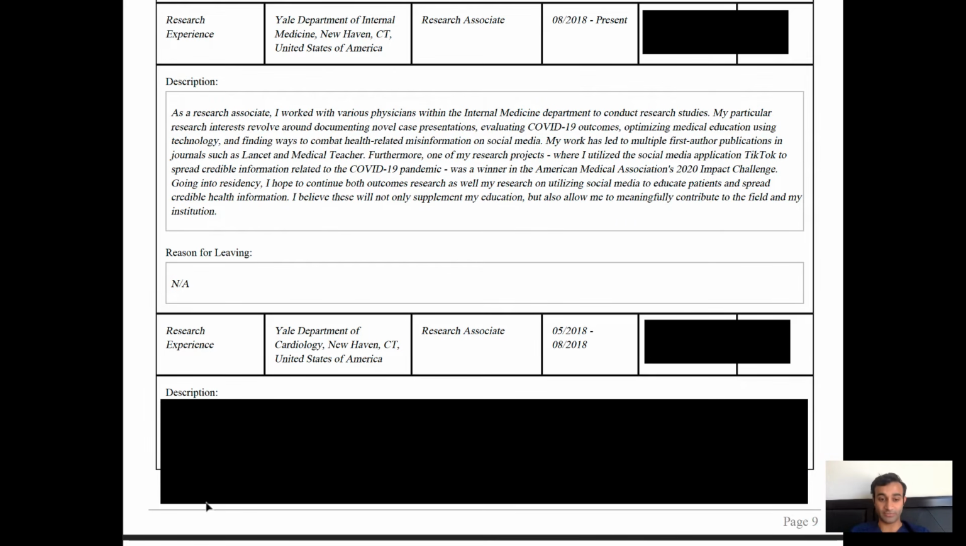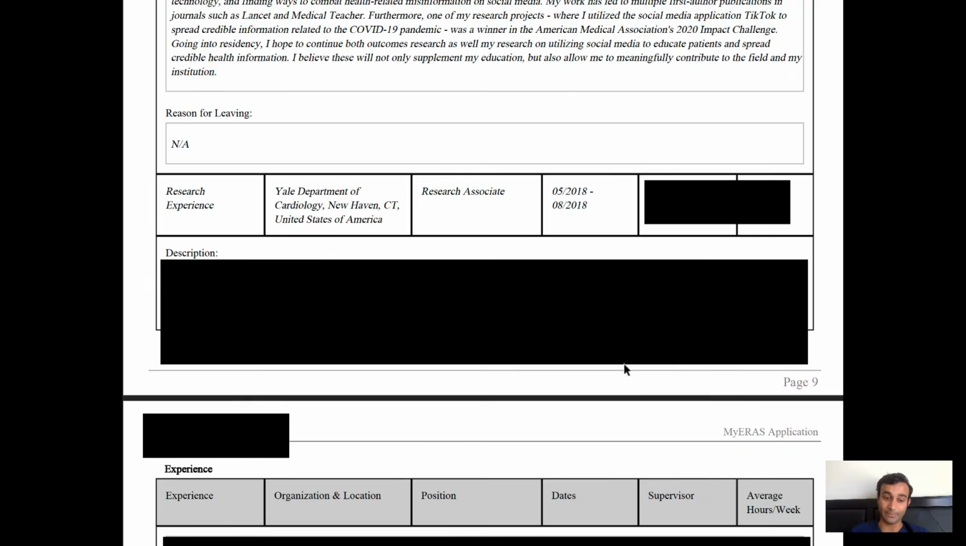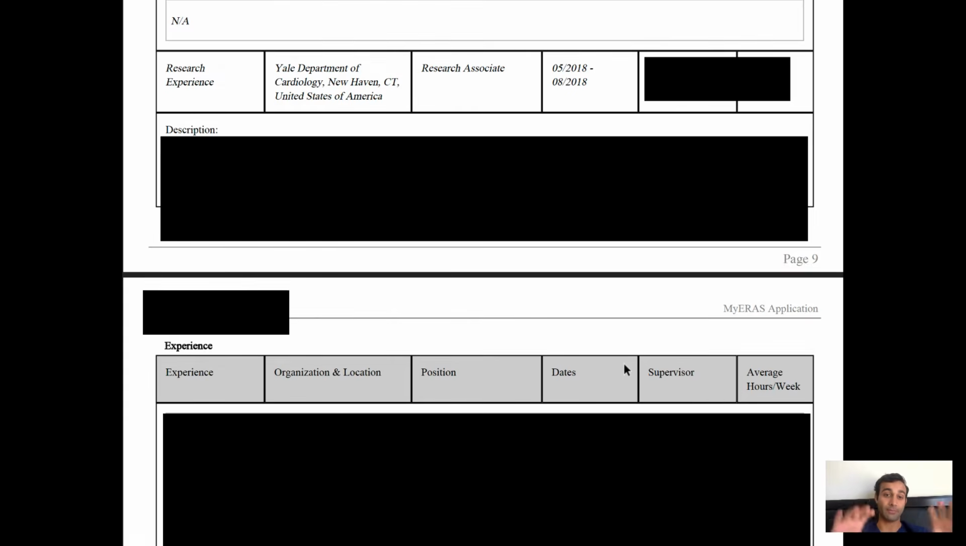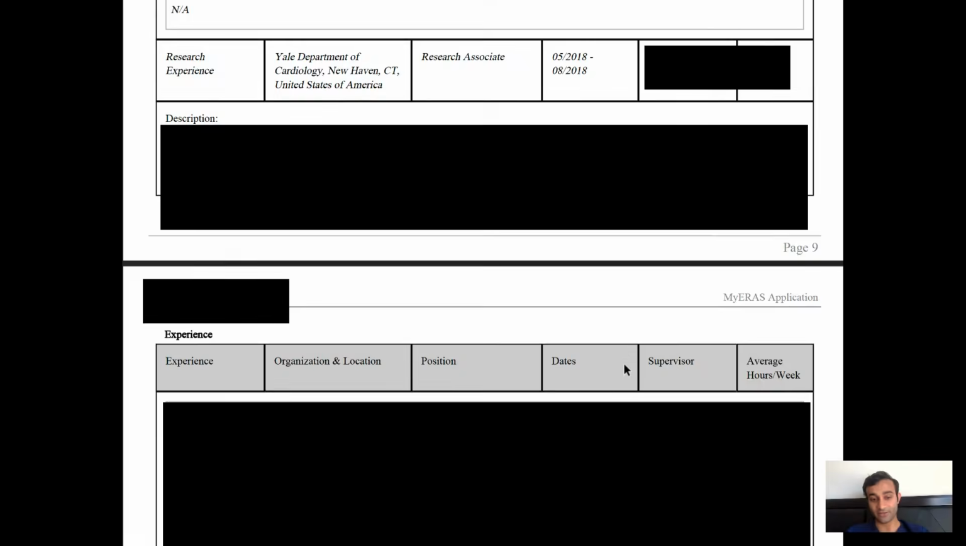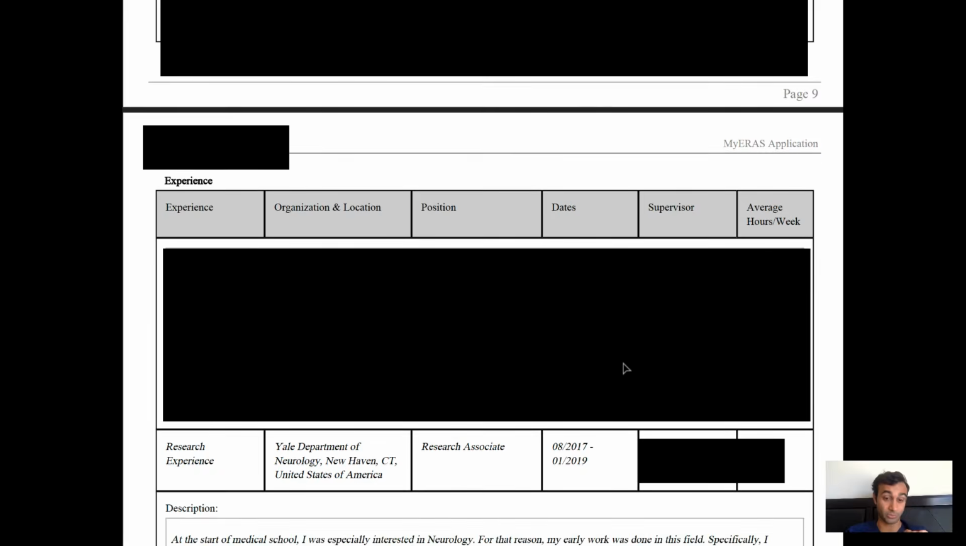The next research experience was in the Department of Cardiology, and this was actually one of the summer projects that I did in my second year of medical school, which you can see by the date. Again, I've blacked out the description of this project because it's actually still not done, and more importantly, it needs to be confidential. So I can't tell you a lot about that, but just know that I broke it up by the departments that I worked in. First one was internal medicine. Second one was specifically cardiology, which is specific to one project.